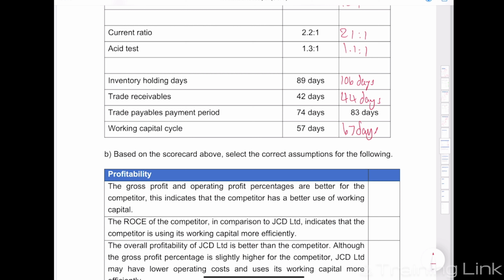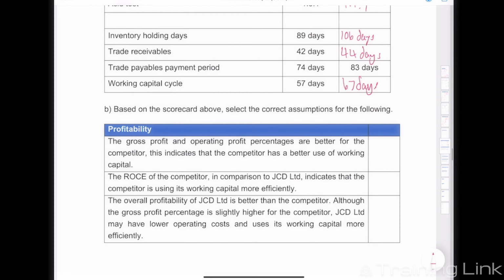So now that we've got those in, let's have a look at the following statements and decide what out of the options are true. So it says, based on the scorecard above, select the correct assumptions for the following.